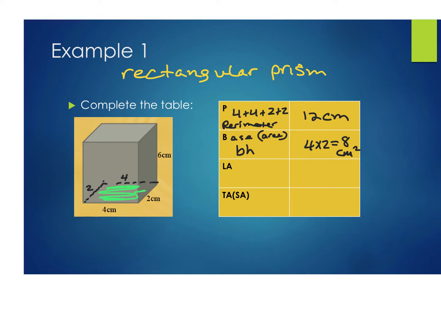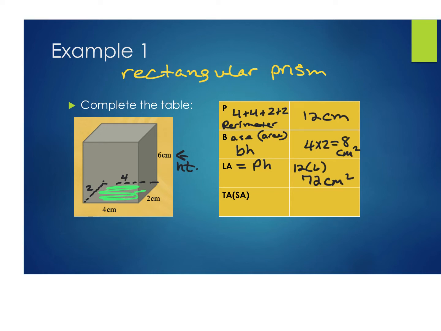Now for the lateral area, since we already know the perimeter, we're going to use the formula perimeter times height. Again, you could go back and find the area of all of those 4 rectangles on the sides, the front, the back, the left, and the right, add them up and get the lateral area that way. But it's a lot easier to take the perimeter times the height, and the height of my prism is 6. So 12 times 6 is 72 centimeters squared.